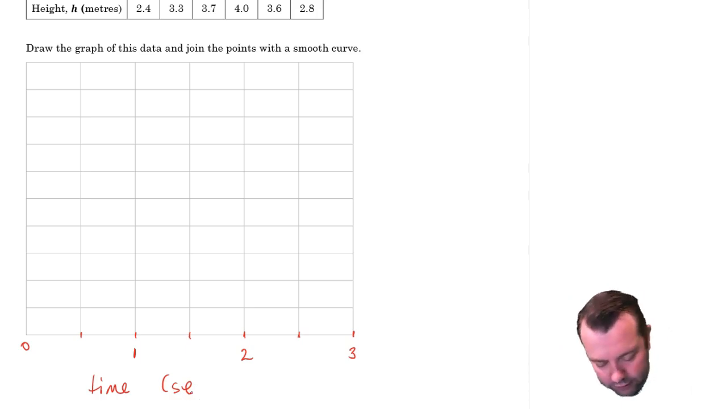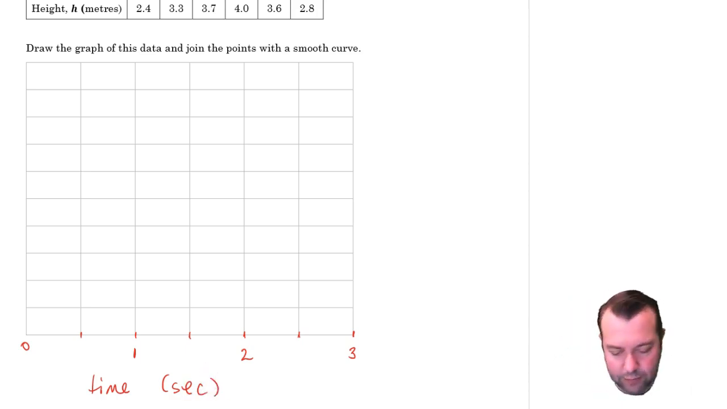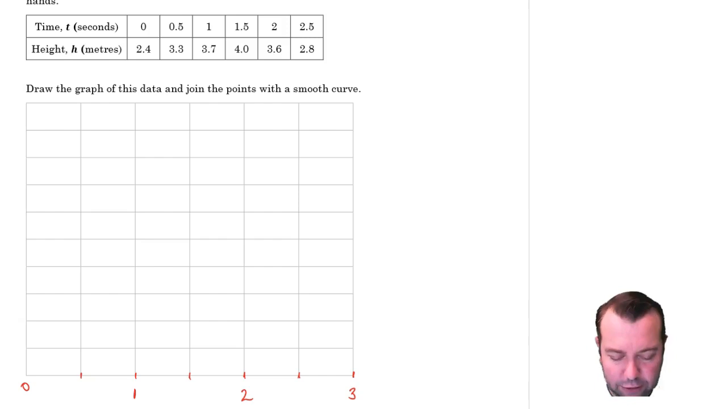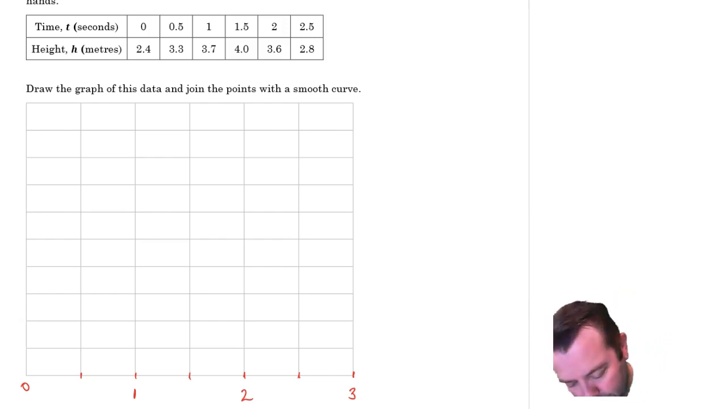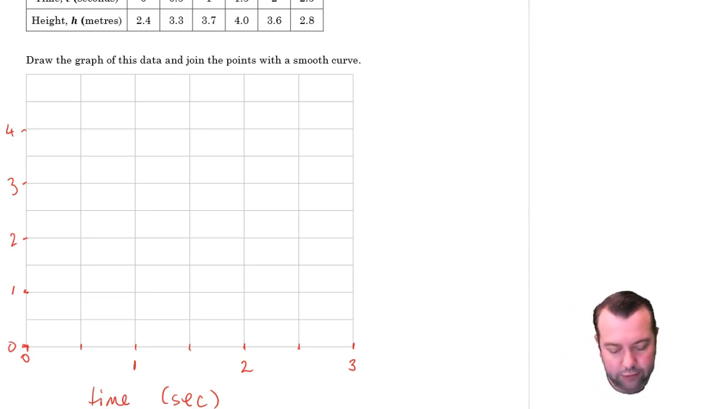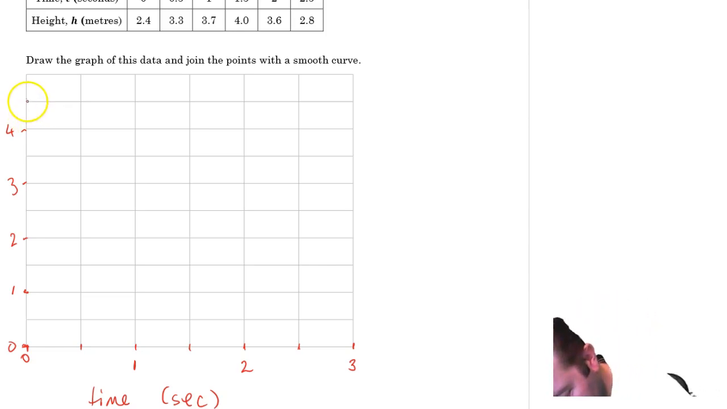Whoa, screen's just gone funny. Time in seconds. Now the height needs to go, well, I don't have a 0 here, but I don't think I'm going to truncate it. I think I'm going to push it up to 4. So I think if we make this 0, 1, 2, 3, 4, it all fits reasonably well. And I'm going to call this one, if it'll fit, height in meters. I don't think that fits on the screen, but you should be able to see it in your notes. So there we go.